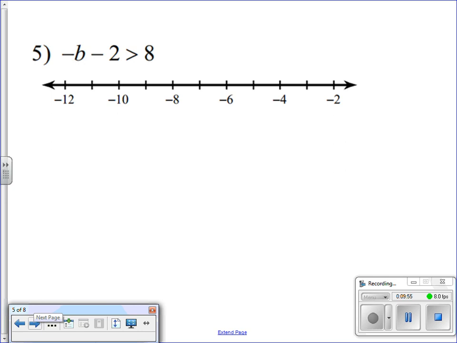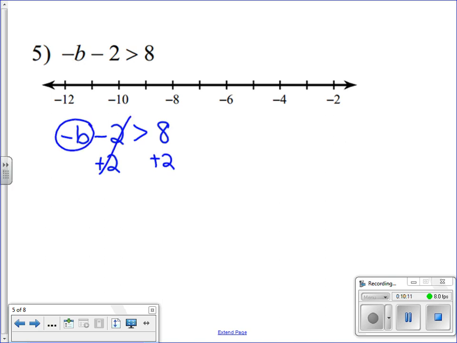All right, next one here. To do this, we have negative b minus 2 is greater than 8. All right, got to get rid of my 2 there, so I'm going to add 2 to both sides. This cancels out. I'm left with a negative b. I need to have that negative b here is greater than 10.